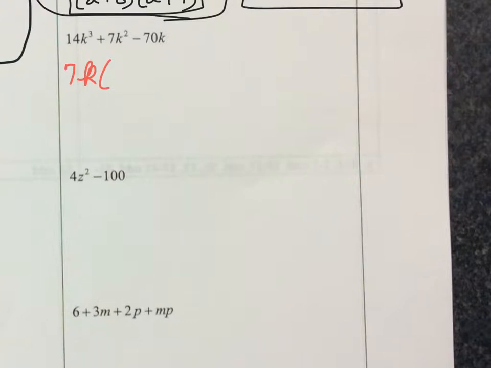If I take 7k out of 14k cubed, it leaves 2k squared. If I take a 7k out of 7k squared, it leaves k. If I take a 7k out of negative 70k, it leaves negative 10.